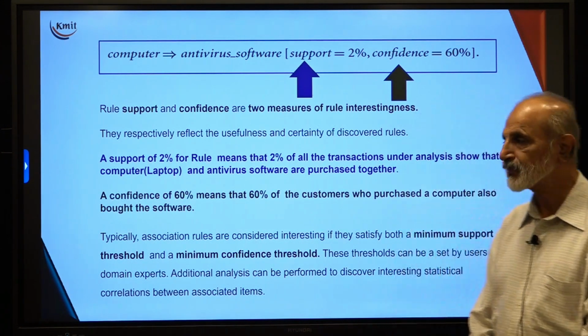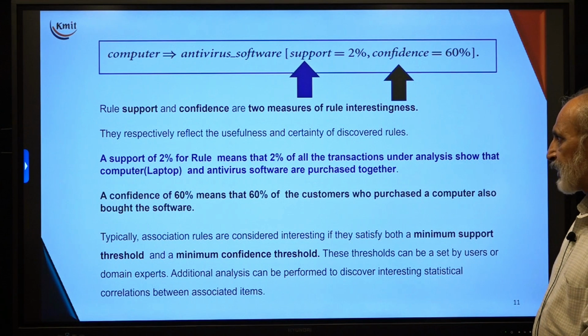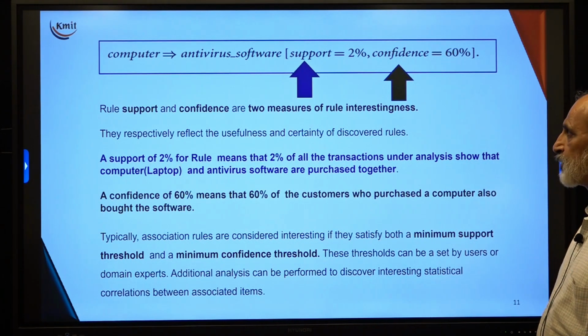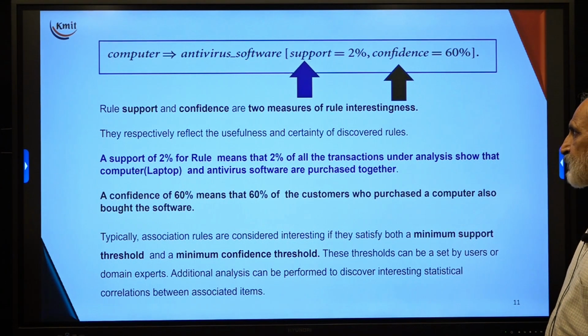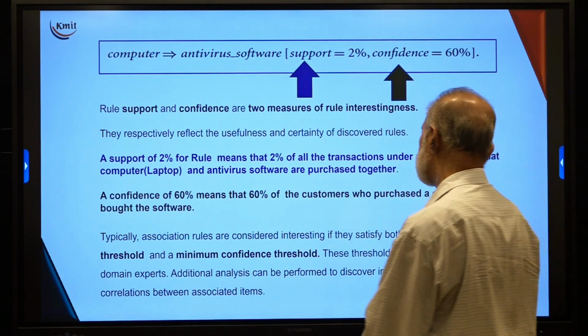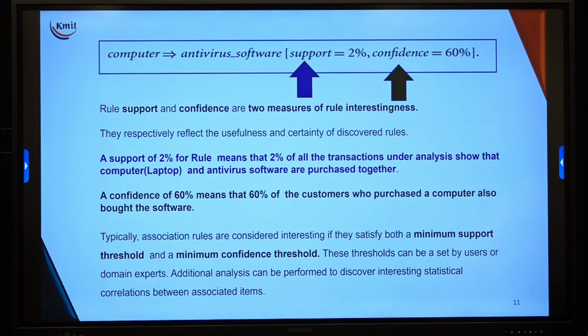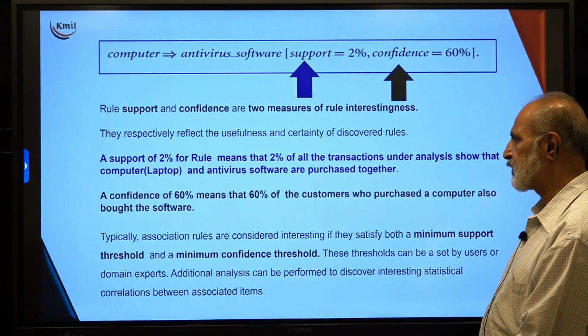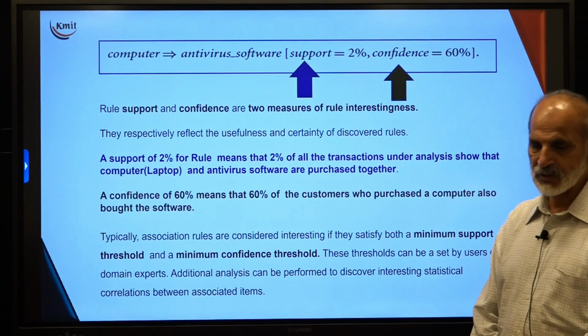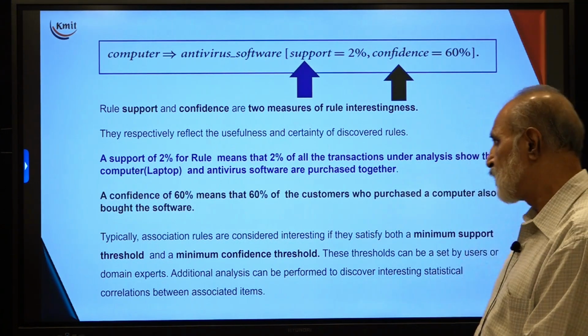So two underlying principles reflect the usefulness: how much is the usefulness of antivirus software when you buy a laptop or a computer, and the probability of certainty for a discovered rule. A support of 2% for a rule means that 2% of all the transactions under analysis show that laptop and antivirus software are purchased together. I hope it is very clear now.